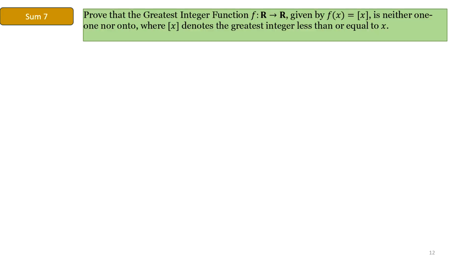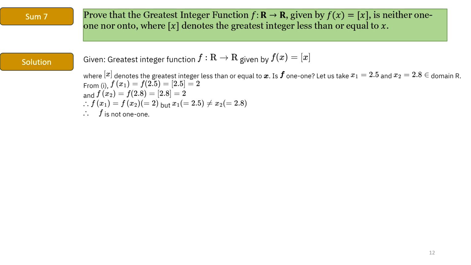Prove that the greatest integer function where both domain and codomain are R is neither one-one nor onto. As an example, let's take x1 equal to 2.5 and x2 equal to 2.8, where both x1 and x2 belong to the domain. f(x1) and f(x2) will both be equal to 2, where f is the greatest integer function, but x1 and x2 are not equal in this case, hence f is not one-one.